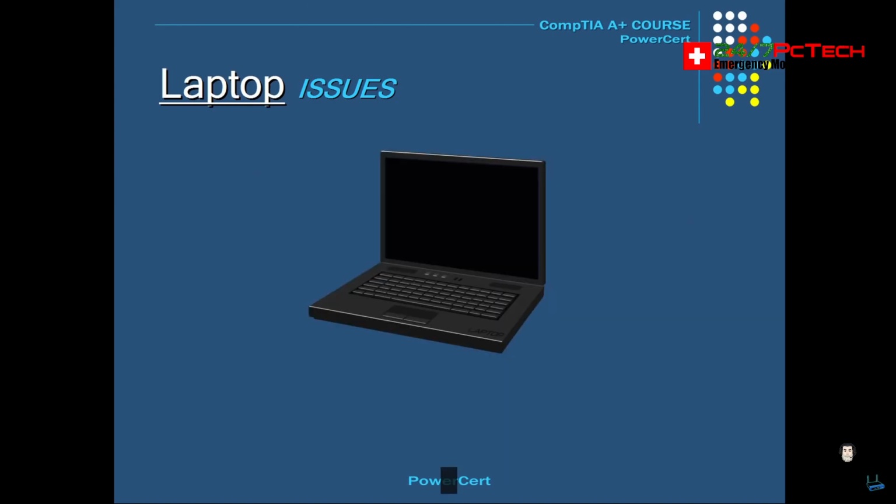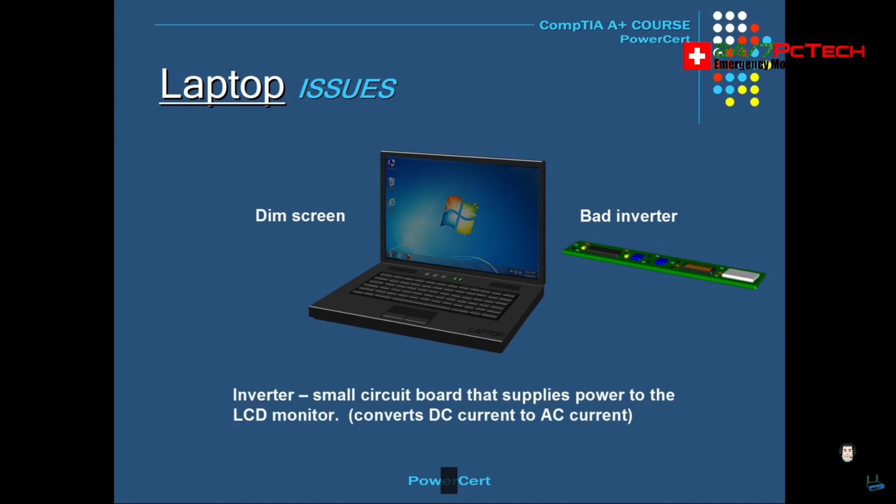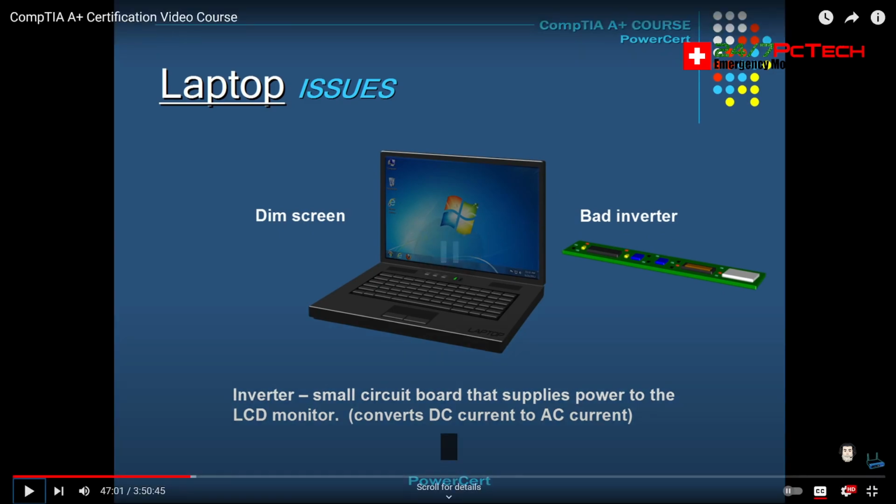Another problem is when you turn the laptop on and the image is very faint, in other words, the display is very dim. In this case, most likely, you would have to replace the inverter. The inverter is a small circuit board that supplies power to the LCD monitor. It converts DC current to AC current. Some of the inverters are embedded on the LCD, so when you replace the LCD, they don't sell that separately.